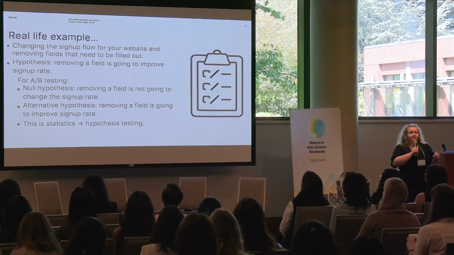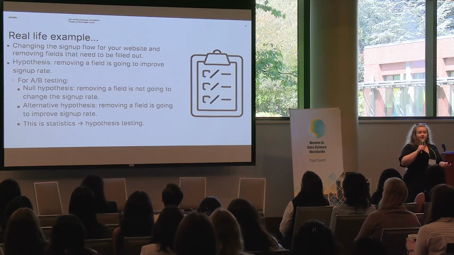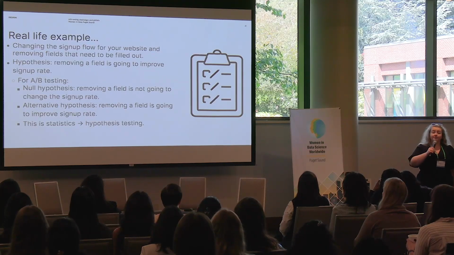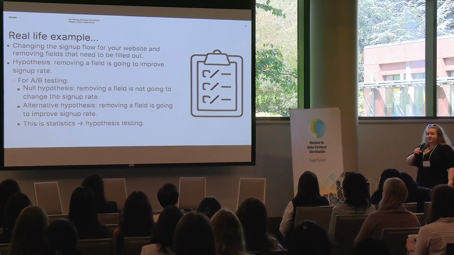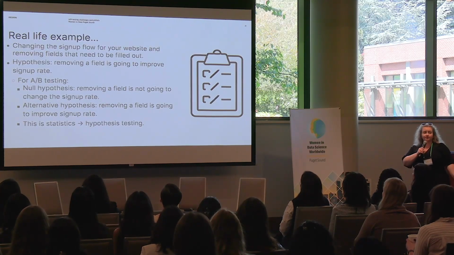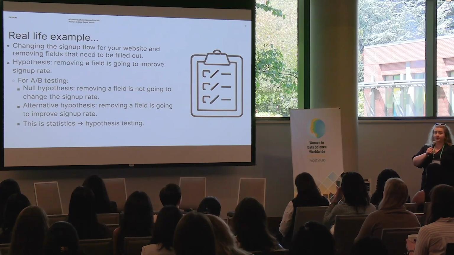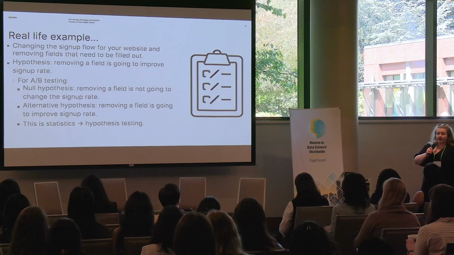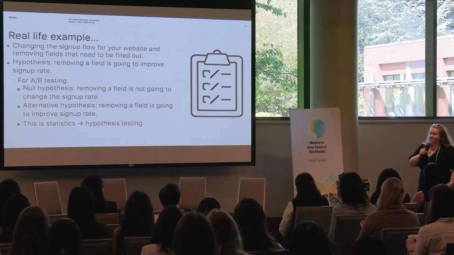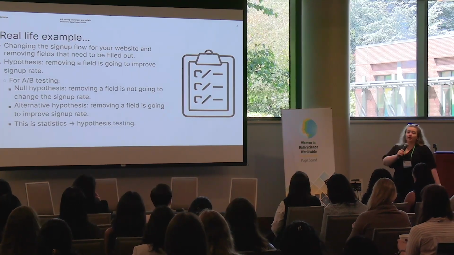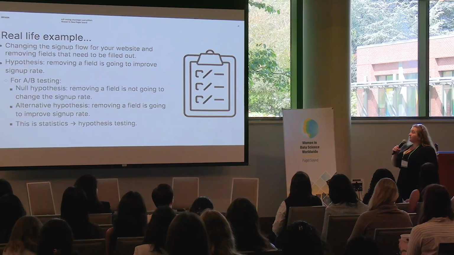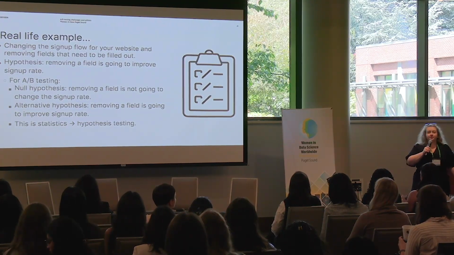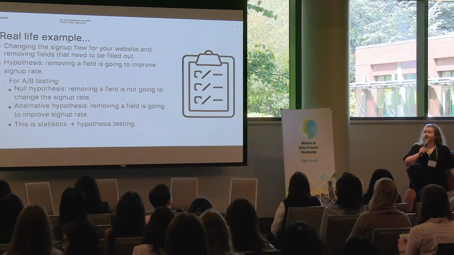Now, I'm going to stop talking about the buttons, and I'm going to talk about a more real-life example, one that I've seen in all companies I've worked for: changing the sign-up flow. The sign-up flow can often be a barrier to entry to your product for a consumer, and I've done a lot of experimentation around changing the fields that need to be filled out, reordering them, or removing them altogether. So we have this hypothesis that removing a field is going to improve sign-up rate.